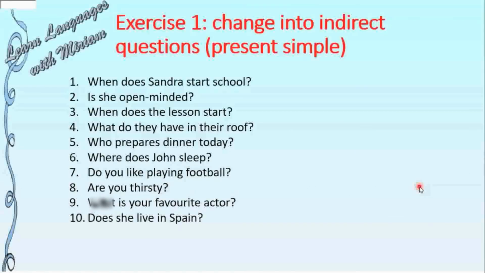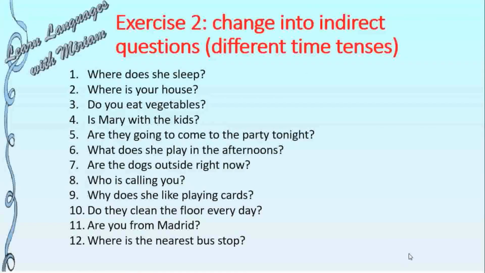Here you have one exercise. And here you have to change into indirect questions. These questions are in present simple. And in this second exercise, you have to change into indirect questions. Here you have different time tenses. So pay attention to the verb tense.